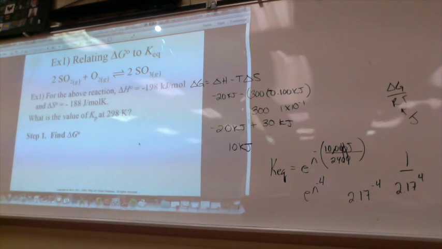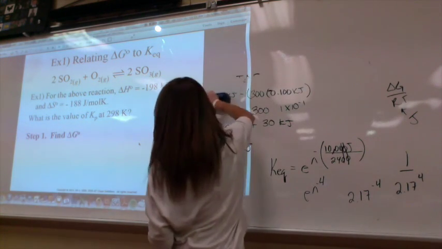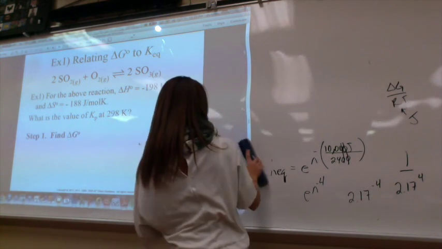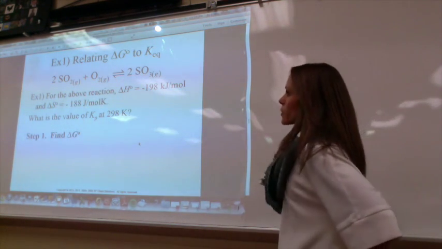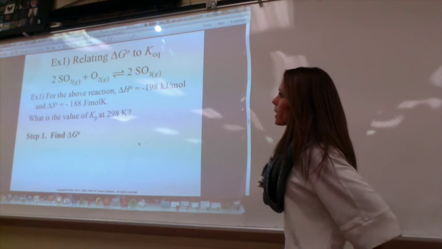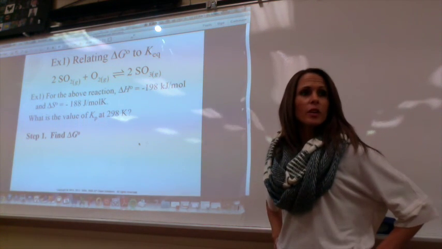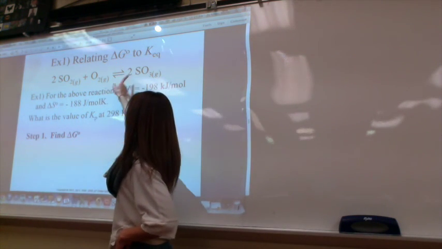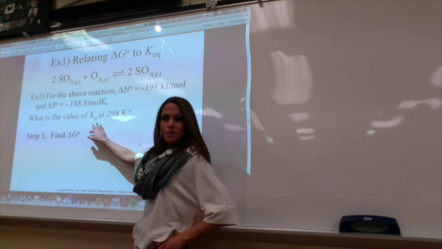So next problem. It says find for the above reaction, delta H equals negative 198. Delta S is negative 188. What is the value of Kp? All right, so we have to use Kp because we are finding our gases here. But if a question gave you, say, a Kc value, you would have to find the Kp value because you're given gases, and vice versa. So if it said to find Kc here, I would have to find my Kp, then use my Kp equals Kc equation with the moles of gas, the delta N.